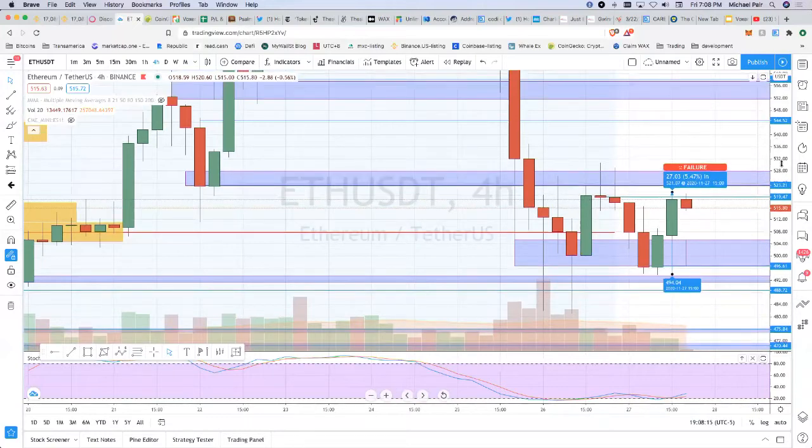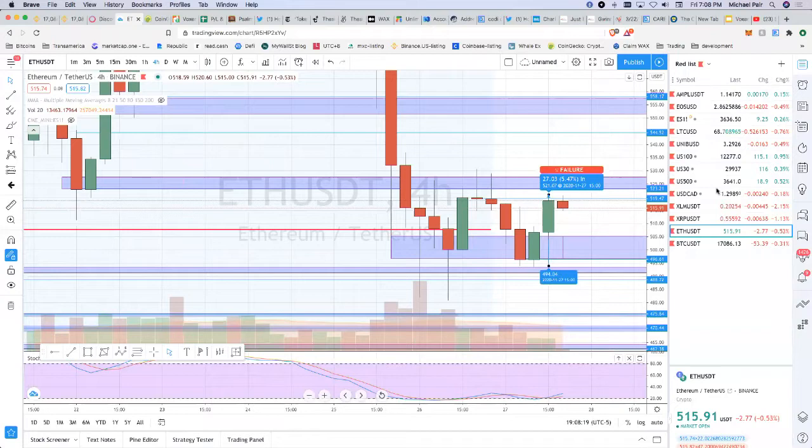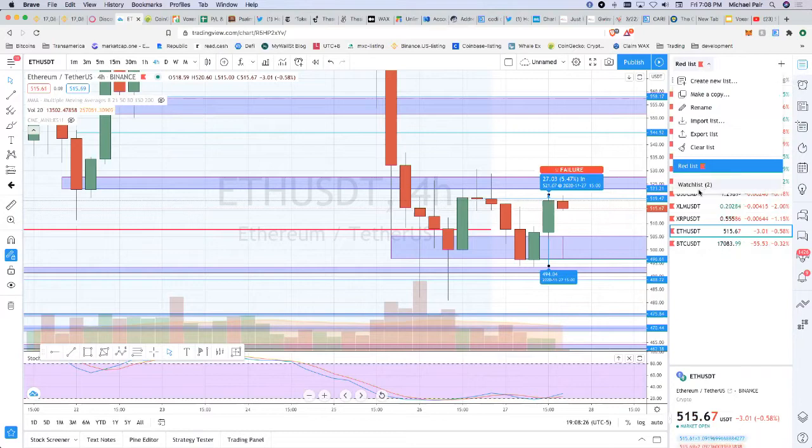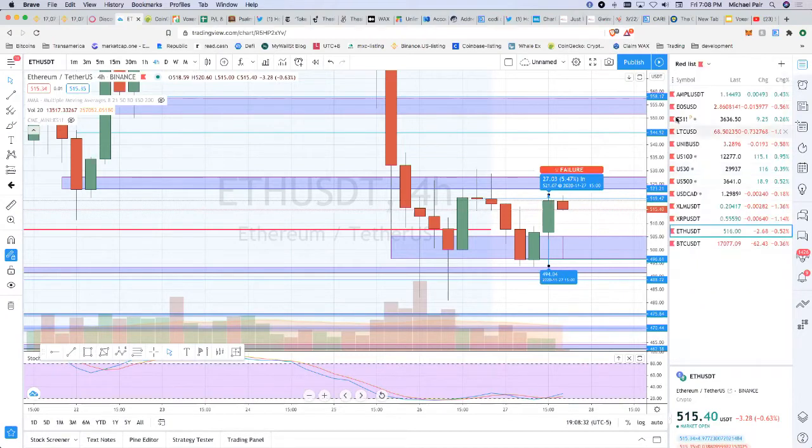And so one thing I wanted to go through, and I encourage everyone to do this, is to create a watch list. So this very first icon on the upper right-hand corner is a watch list. And on a free account, I think you can get 2. So it's like watch list 2. So this is all my stock stuff. And then my red list is all my crypto stuff.